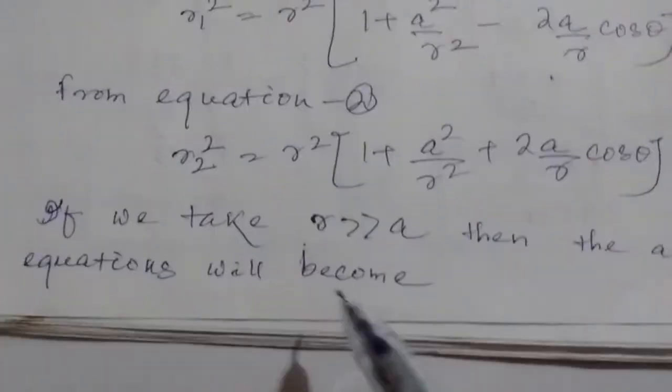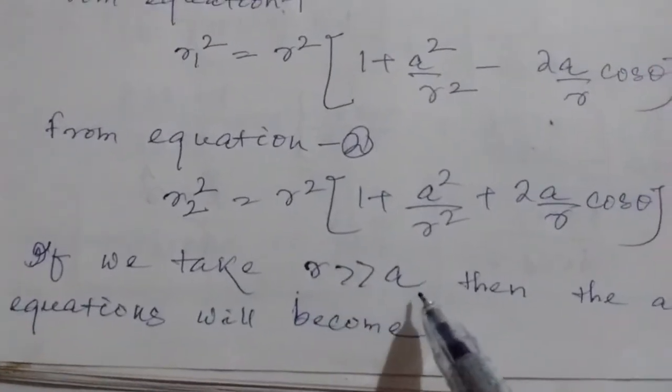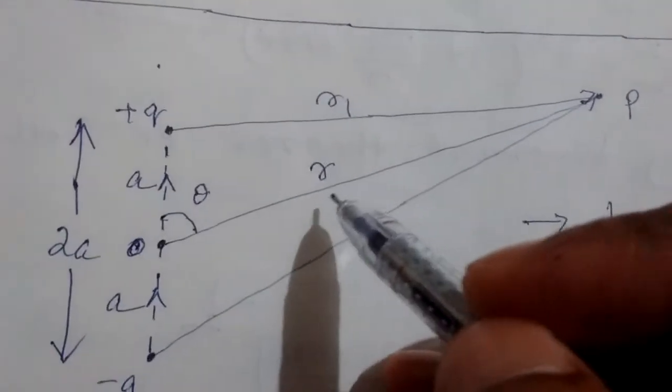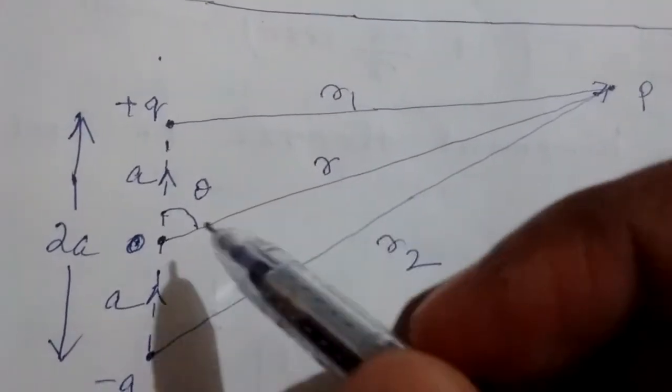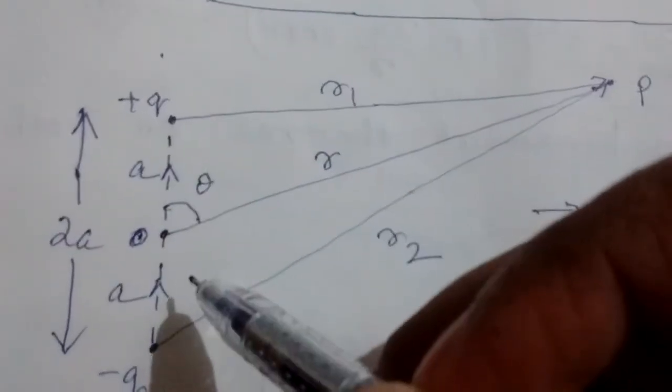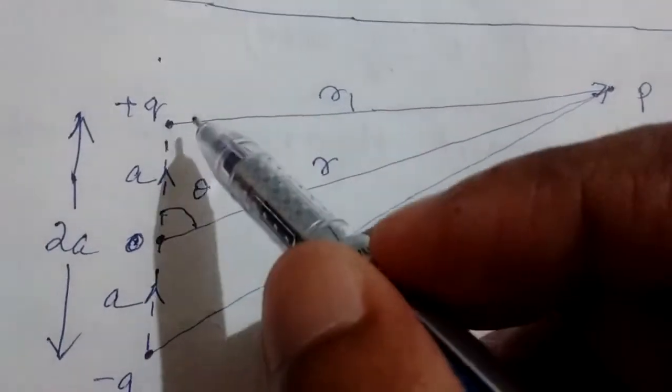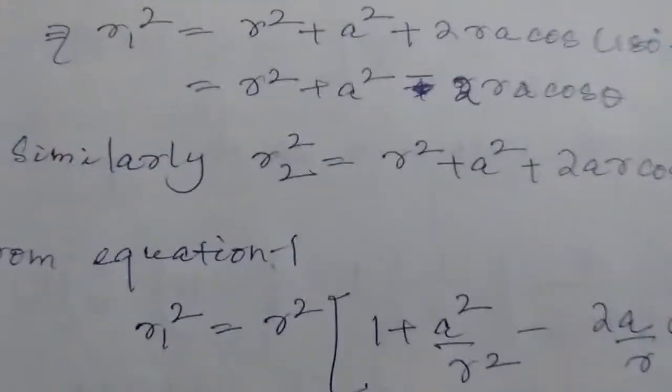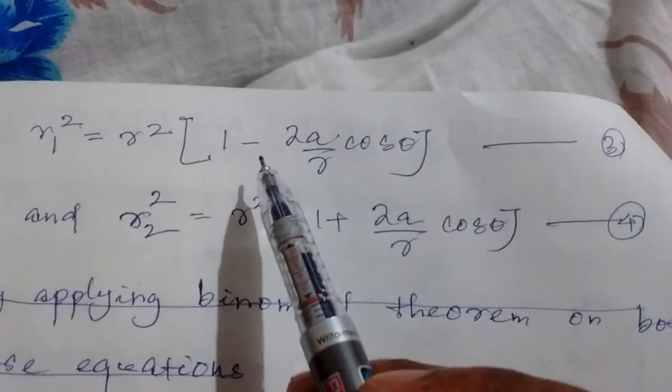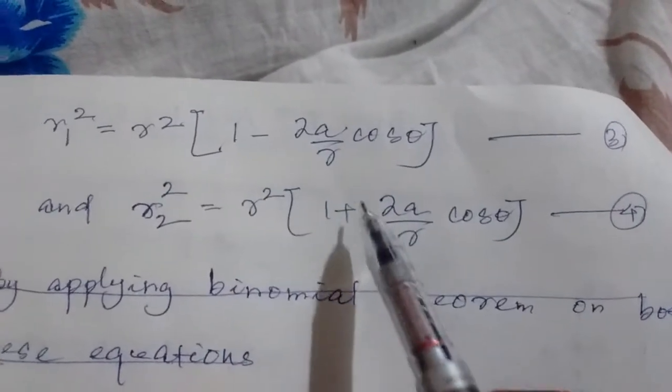In both these cases, take R to be very, very greater than A. As I have said, the distance of the point P is very large in comparison to the dimension of the dipole. That is, R is very, very greater in comparison to A. Then you can look, the middle term here will vanish in both these equations. Now the resulting equation will be, after vanishing the middle term, like this.